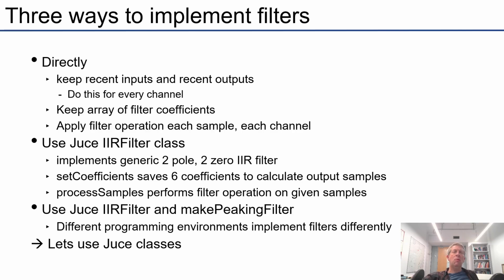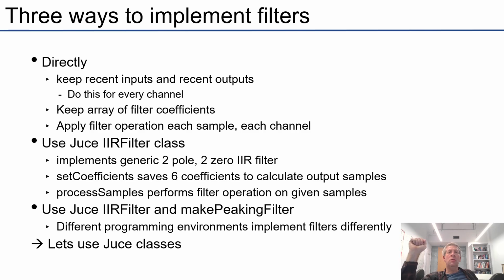JUICE has many ways to implement filters, IIR filters. And it's not that hard, and certainly not that different to implement things directly versus using Juice's built-in commands to do so. So there isn't a huge benefit to using the Juice IIR filter class. But one can first off do things directly. One can use the filter class where coefficients are saved somewhere.